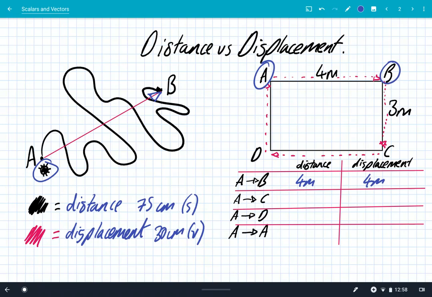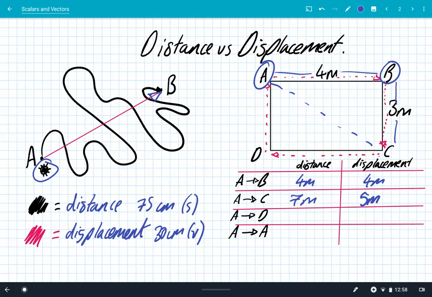Now let's have a look at what happens if they walk from A to C. They walk 4 meters along here, then 3 meters down here, so they've walked a total distance of 7 meters. Their displacement, though, is the shortest distance between A and C, and that's given by this diagonal line here. Using a bit of simple Pythagoras, you can work that out to be 5 meters. You'll notice that the displacement is often less than the distance, unless they've walked in a straight line.